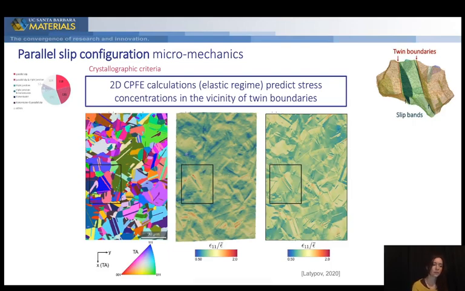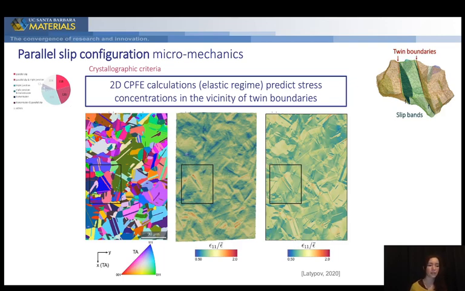The stress concentrations near twin boundary actually don't really need 3D data to be explained and understood. Crystal plasticity calculations actually confirm the trends observed experimentally already in 2D, and therefore we can say that this crystallographic criterion is, in first approach, good enough to determine whether a twin boundary is favorably oriented for parallel slip or not. And if we come back to our pie chart, we can actually understand the origin of a large part of the slip bands based on this simple crystallographic criterion.